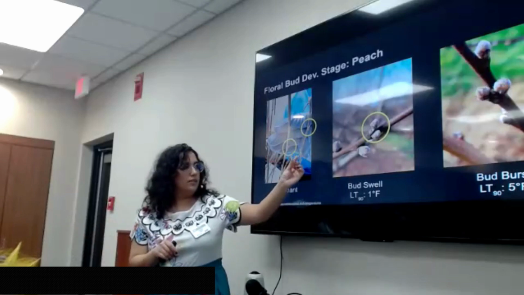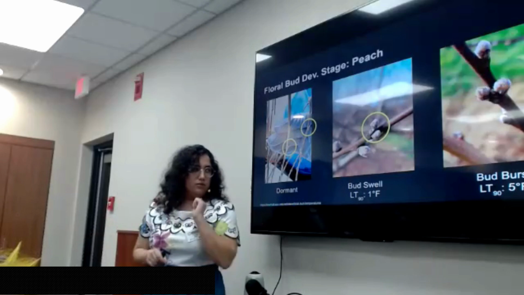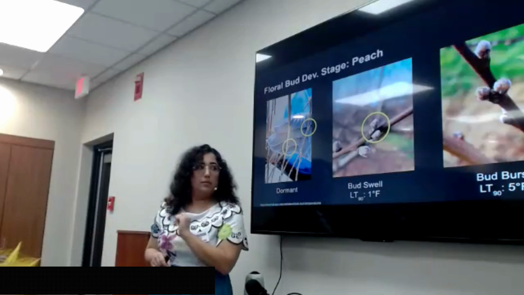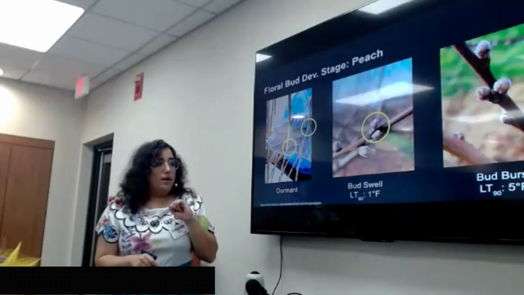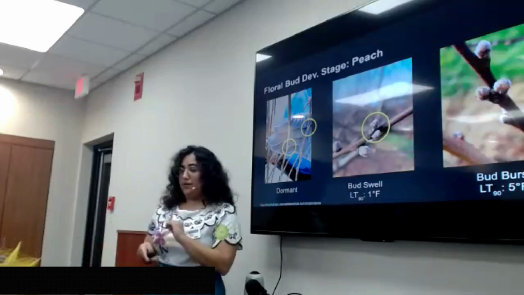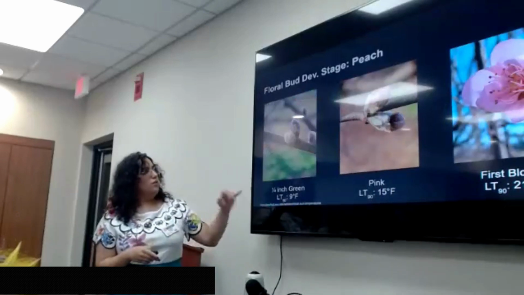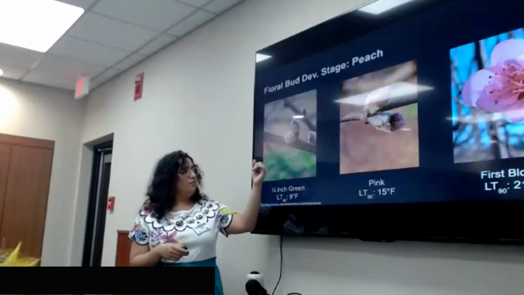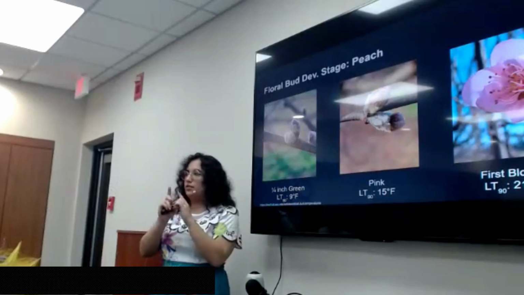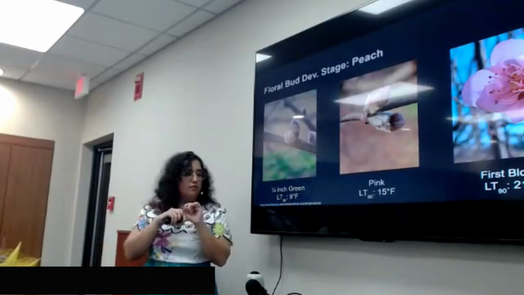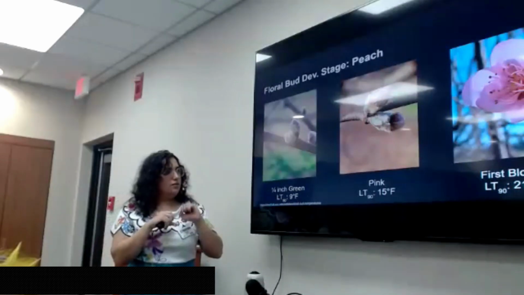Buds swell, your buds get a little bit rounder. The lethal temperature for that is 1 degree Fahrenheit. They develop a little more. We've got bud burst. That goes up to 5 degrees Fahrenheit. Our quarter inch green, this is usually, the sunlight kind of blocks it, but this is when you start to see your leaves poking out, your vegetative buds, goes up to 9 degrees.